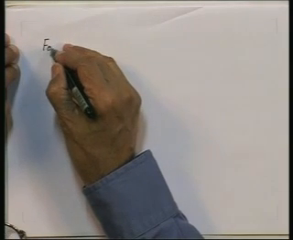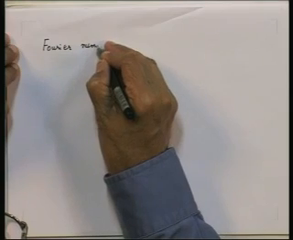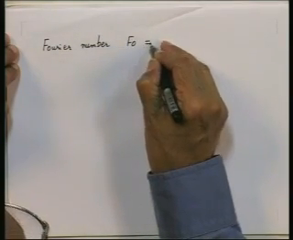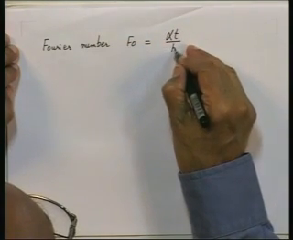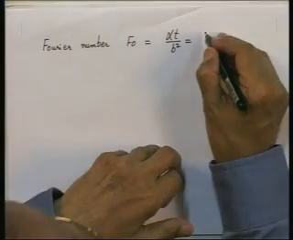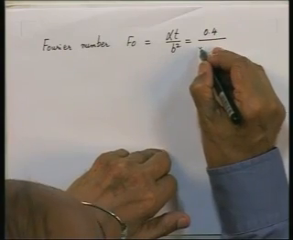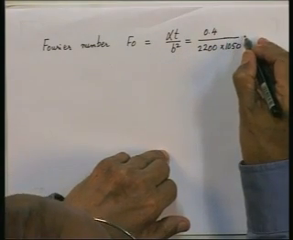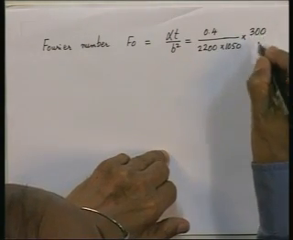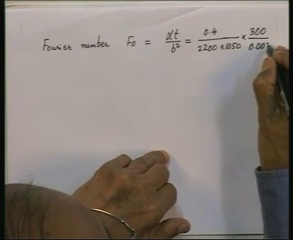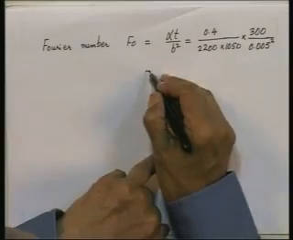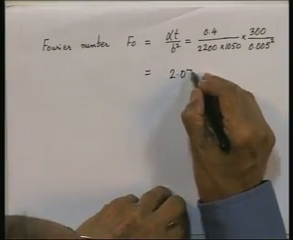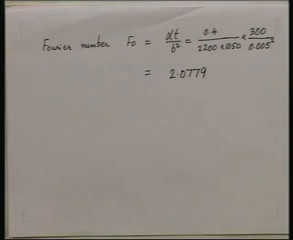Okay. Now, let us go to the next part. We need the Fourier number. The Fourier number will be equal to alpha t by b squared, where alpha is k by rho Cp. So, alpha is k by rho, 2200, into Cp, 1050. That is alpha multiplied by the time in seconds, which will be 5 minutes, 300 seconds, and b squared is 0.005 the whole squared. The Fourier number comes out to be 2.0779. Now, we go to the charts.